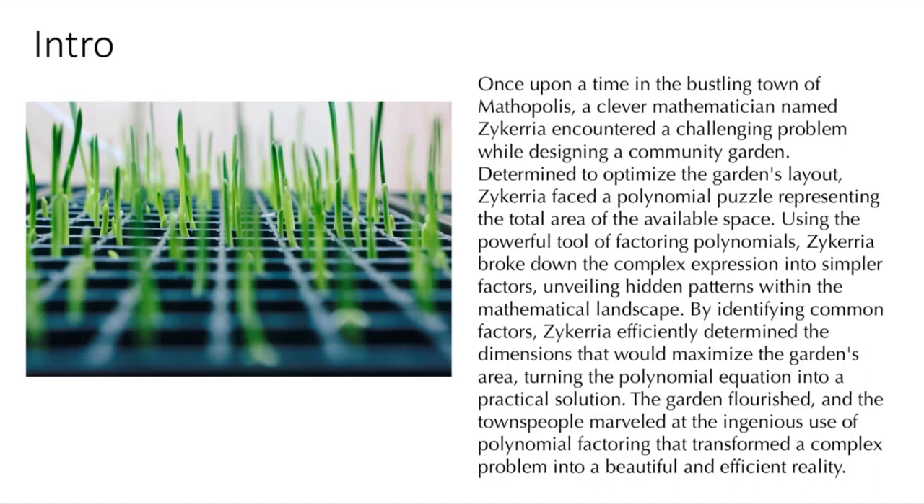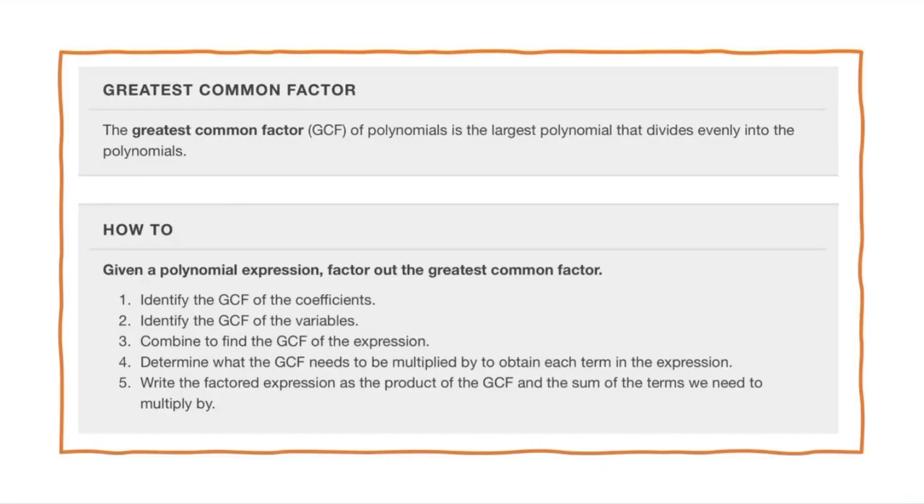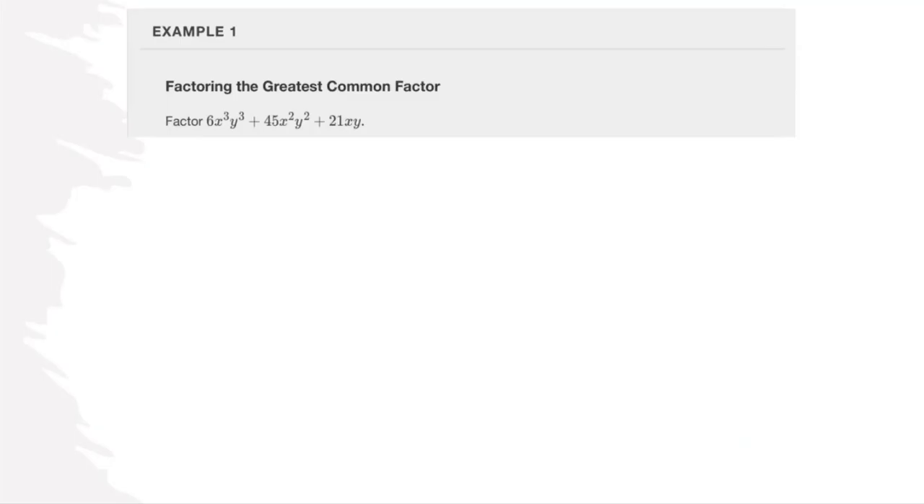Let's keep going. So we have the greatest common factor of polynomials, which is going to be the largest polynomial that divides evenly into the polynomials. So given a polynomial expression, factor out the greatest common factor. Identify the GCF, the greatest common factor of the coefficients, identify the greatest common factor of the variables, combine to find the greatest common factor of the expression, determine what the greatest common factor needs to be multiplied by to obtain each term of the expression, and write the factored expression as a product of the greatest common factor and the sum of the terms we need to multiply by, right? That's kind of a mouthful. Again, I feel like when you see it in action a few times, it'll sink in.